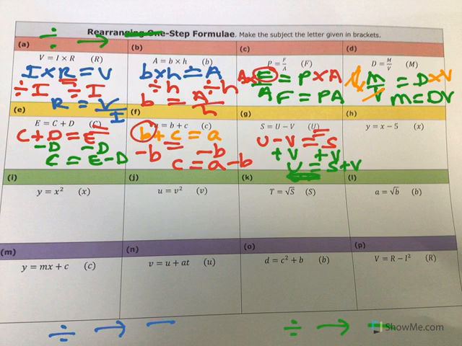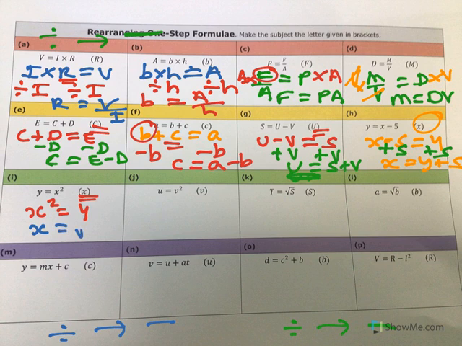The next one, I want to get X by itself. So X minus S equals Y. I need to get rid of the S, so you go plus S. So X equals Y plus S. Want to get X as the subject, so swap the sides. And the opposite to a square is a square root.